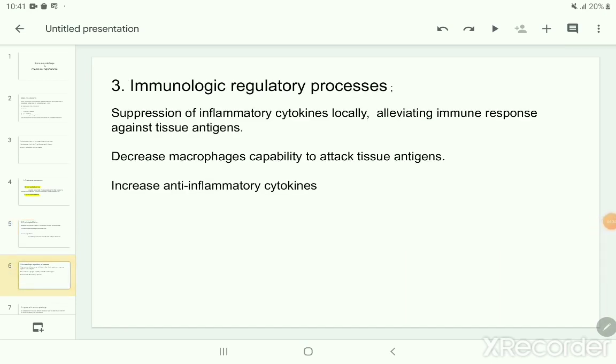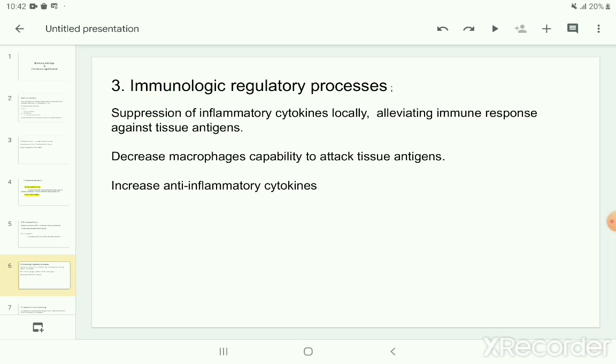The third most important factor in immune privilege is the immunologic regulatory processes. There are different processes which regulate the immunologic responses at the site of the tissues in the immune privileged tissues. For example, there is suppression of inflammatory cytokines locally, which alleviates the immune response against tissue or antigens. Another process is that the macrophages in the tissues have a decreased capability to take up the tissue antigens or the tissue self antigens.